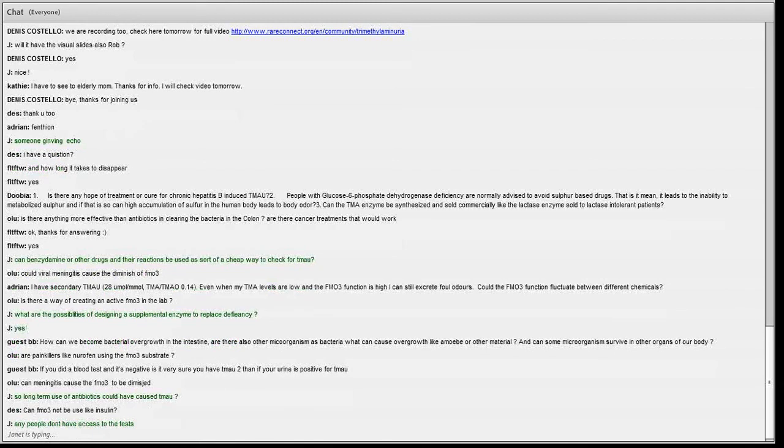Next is from Olu again. Could viral meningitis cause the diminishment of FMO3? Okay, so Jay was asking that question because perhaps they don't have access to tests, to the urine test. I think that's an interesting point.